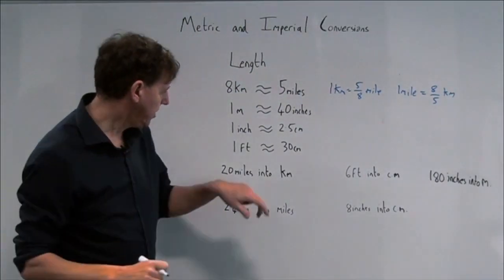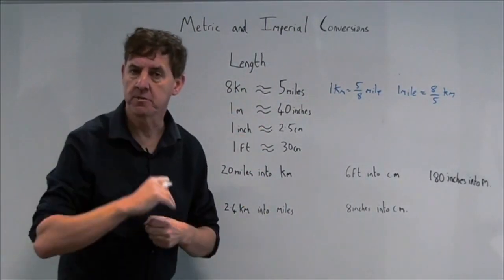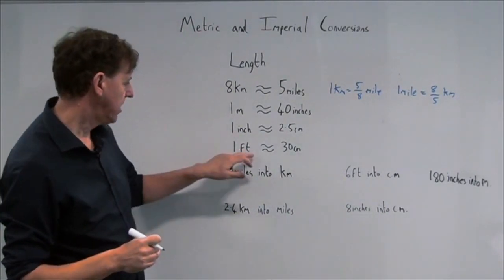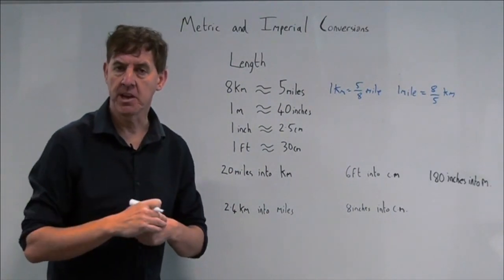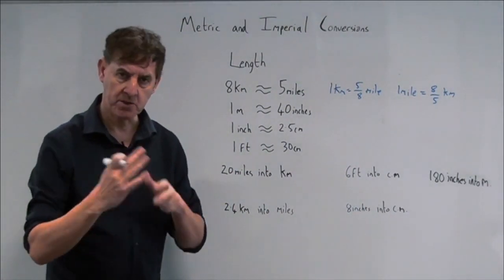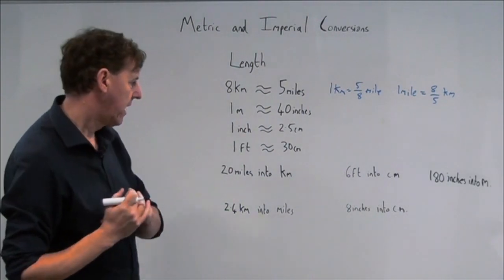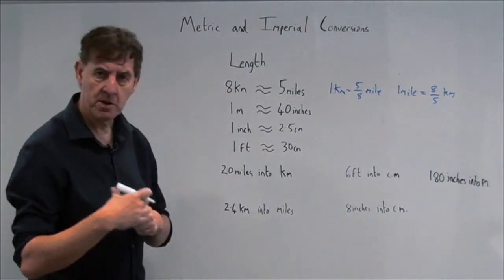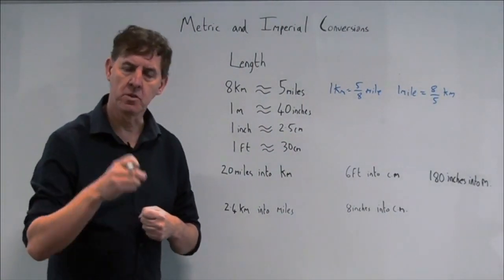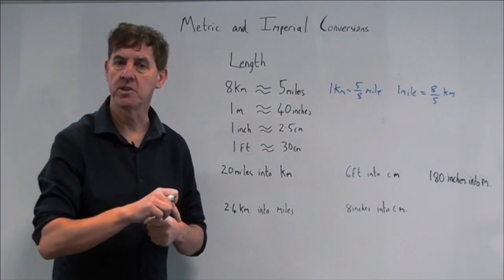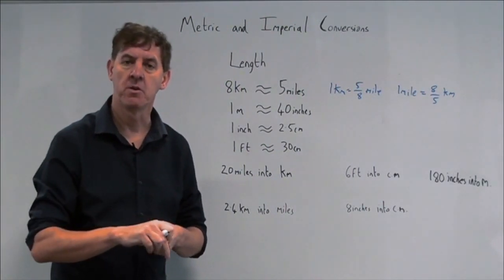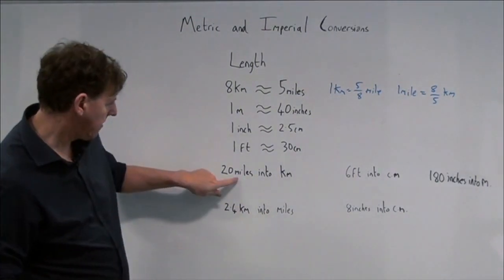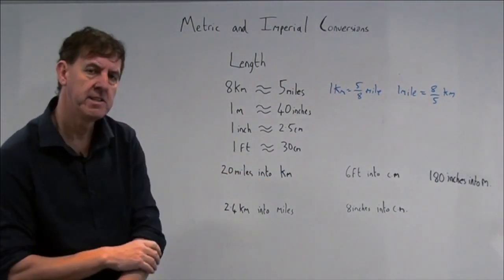If you look at the other conversions, 1 metre is approximately 40 inches, 1 inch is approximately 2.5 centimetres, and 1 foot is approximately 30 centimetres. So that gives you a rough idea of the conversions between metric and imperial. Because these are approximate, if you were doing a question, the key thing is to look at the actual approximate conversion you've been given, and then always work out what one is.